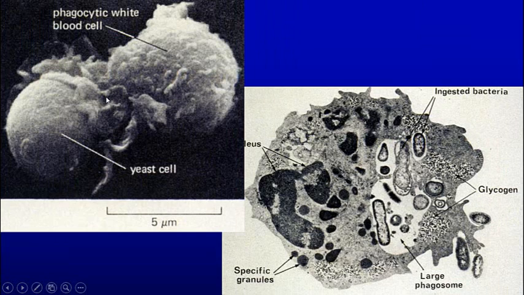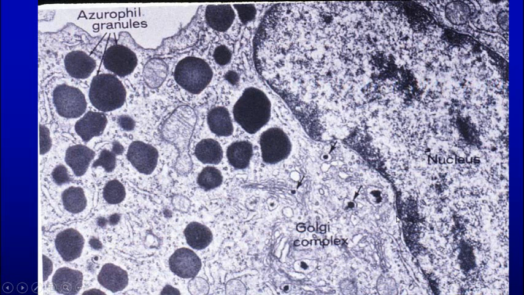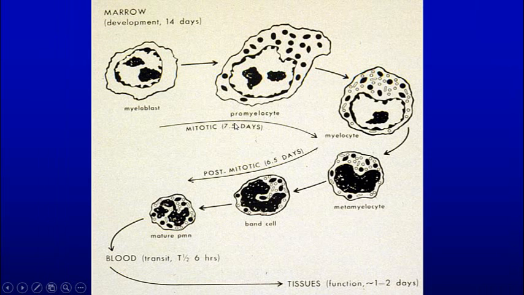Here we see where white blood cells are eating yeast, and here's where they have digested bacteria. You can see in the specific granules that would be killing the bacteria that was phagocytized. Here we can see more of the eosinophilic granules.